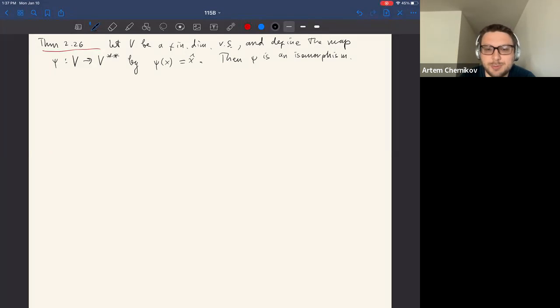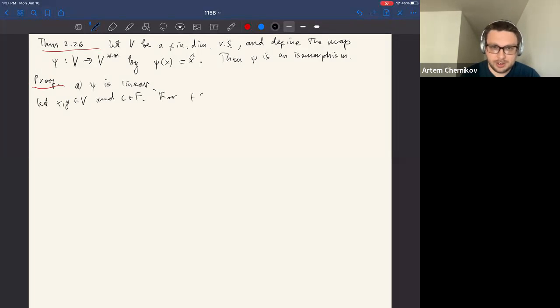Okay, so we have that this is an isomorphism. Let's check it. What do we have to check? First of all, that this is a linear map. So the first claim is that psi is linear. For this, let x, y be arbitrary elements of V, and let C be a scalar in F. Then for any f in V star, we have the following.